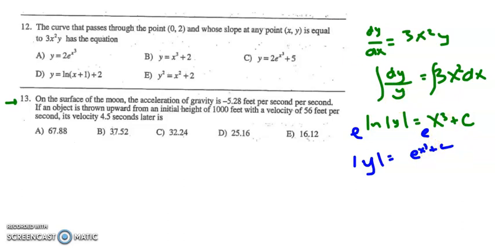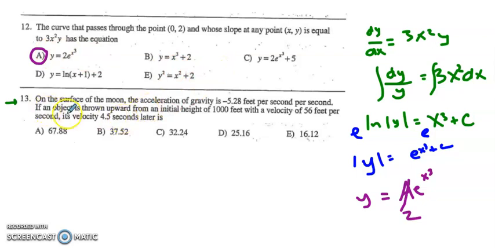And then I'm going to bring my c down in front as an a value, and that a will absorb the absolute value on the y. So I have y equals a e to the x cubed. And I think I have only got one potential solution here, because there's only one solution in the correct form, but let's just make sure that the point (0, 2) works. And yes, if I plug in x equals 0, I will get an a value of 2. So my answer here is A.